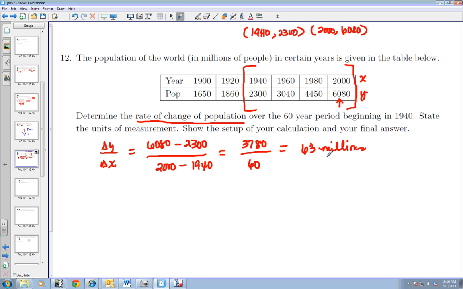That's going to be the rate of change, 63 million people over years, per 60 years, or whatever they want us to do. It's going to be over our years, 63 million people per year. So it's going to change 63 million people over years.